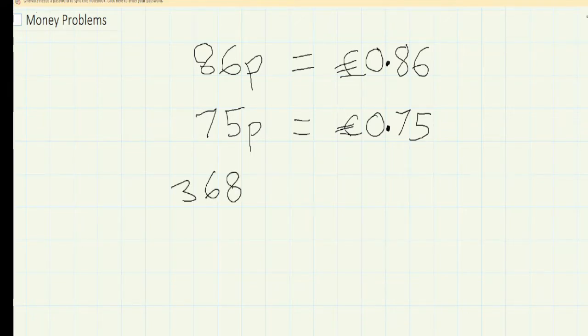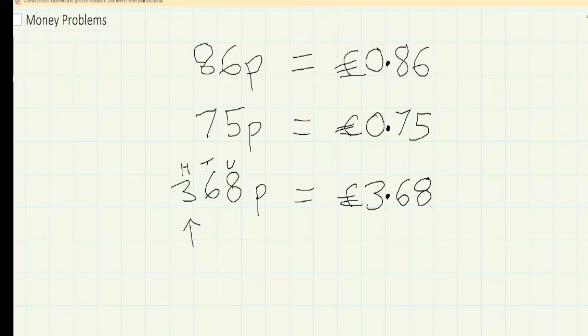If you have 368p, do we have any pounds, Mr. Blom? We do, yes. It's quite easy to tell how many pounds we have. We have £3 because it's 300p. 300p, as long as you remember, is £3. As long as you remember how many pence are in a pound, you'll be able to tell that. If you've got the columns in pence, units, tens, hundreds, the hundreds column is how many pounds you've got, basically.